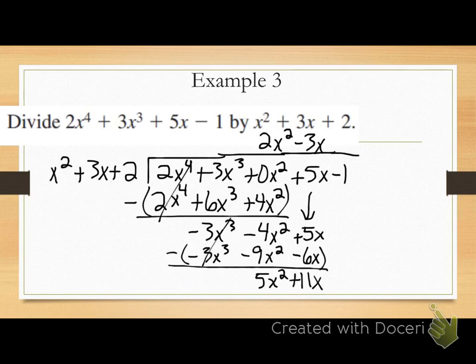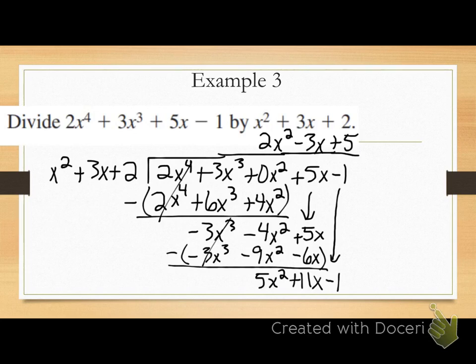Questions there? What's next? Bring down the minus 1. Everyone with me? If you're not paying attention, you're going to get lost. It's going to be confusing if you're not paying attention. It's already confusing enough as it is. So, x squared times what would give me 5x squared? 5. So I put my 5 up here.